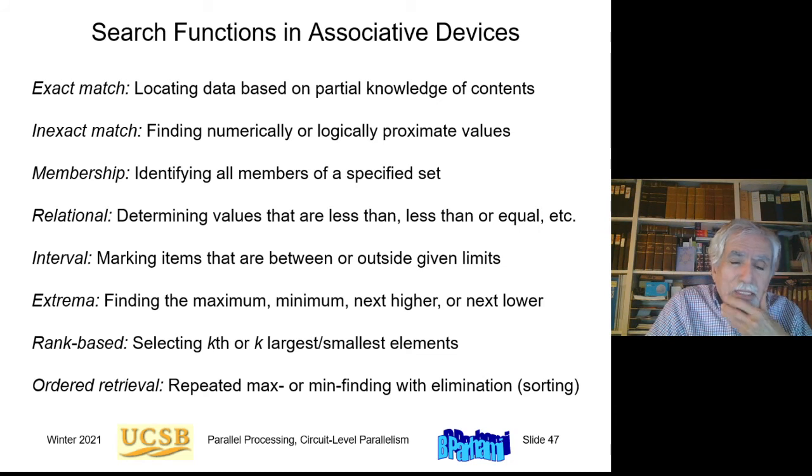So if I find the maximum value very quickly in one cycle of the associative memory, and I can eliminate it at the same time, then the next max finding gives me the next largest element. So I basically sort the elements in this memory using repeated max or min finding operations.